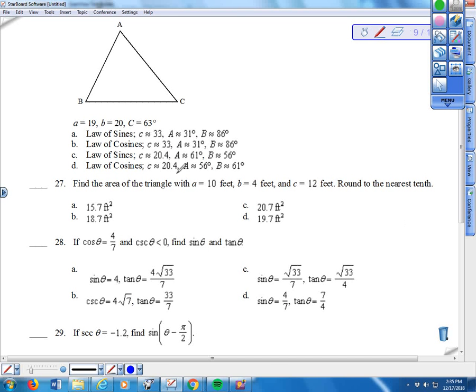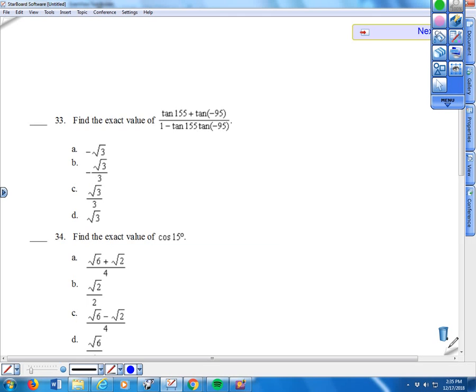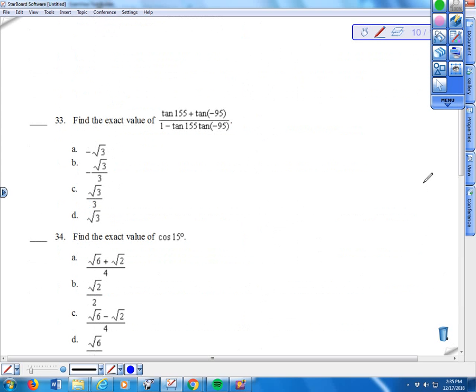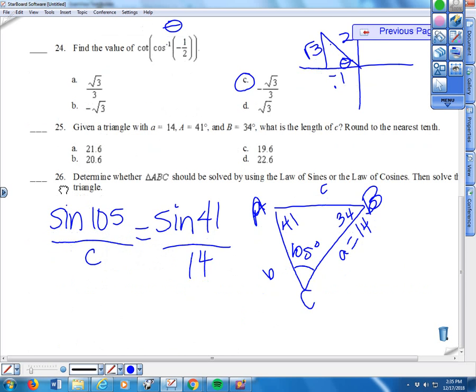We'll call it this one. No, this isn't the right triangle. Where are my answers for the previous one? I think they're on the... Okay, what am I doing? It's number 25. Oh, 20.6. Okay.